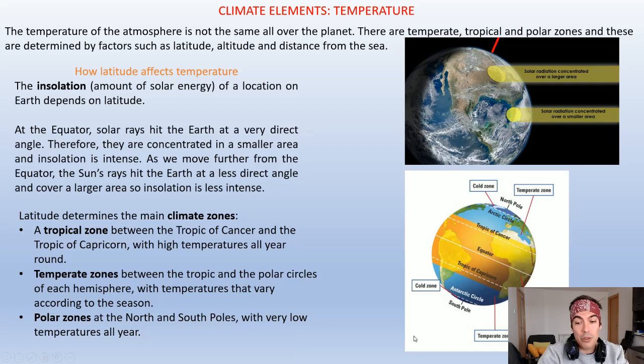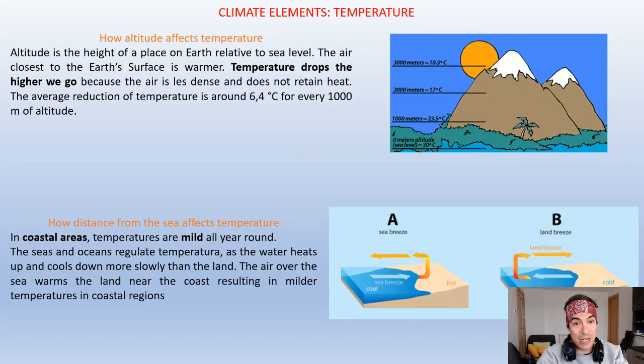low temperatures all year because the sun rays hit at a very, how do you say this? Not perpendicular angle, okay? Very leaned. How do we say this? So, not a very direct angle. I cannot find the word right now, I'm sorry, but I'm sure you know what I mean.